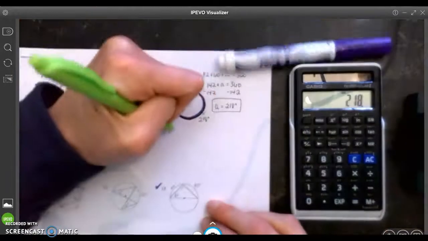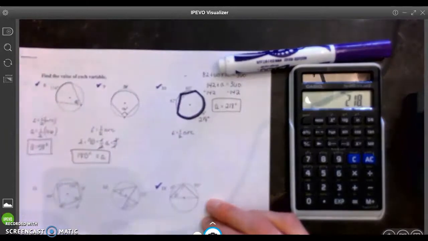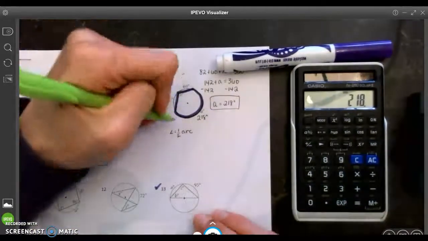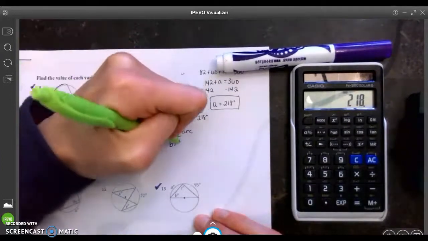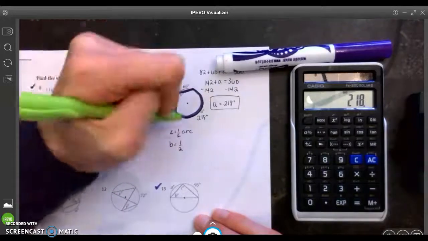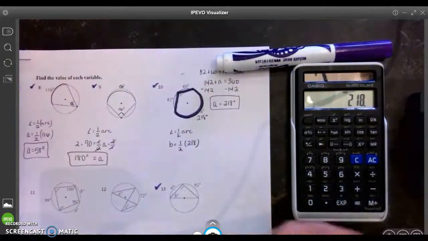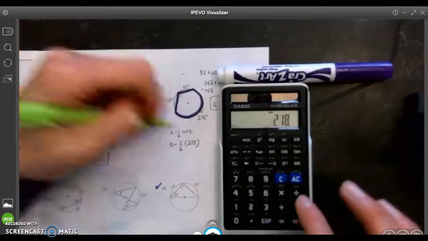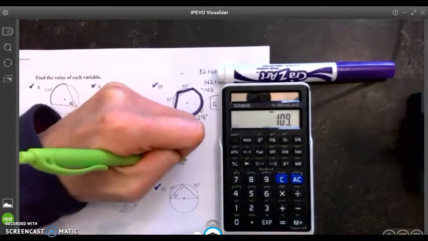So now I'm going to use angle equals 1/2 arc. So my angle is B. I have 1/2 times the arc, which I know now is 218. So I'm going to take 218, that's the arc, and divide by 2. And B is going to be 109 degrees.